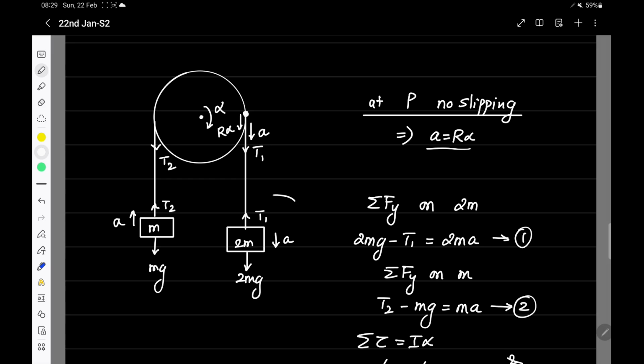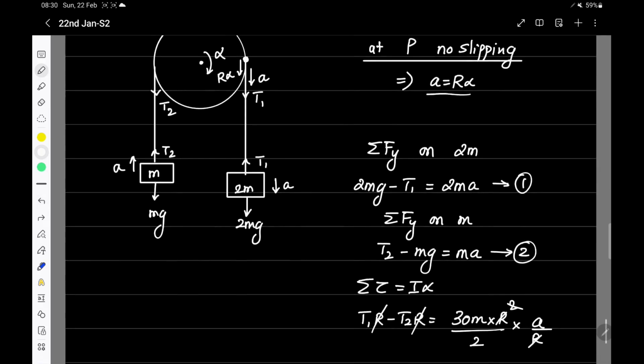Next, if we apply laws of motion in the y direction on the mass 2m, you'll get 2mg minus T1 is equal to 2ma. Similarly, if we apply laws of motion on the mass small m, it's moving upwards, so T2 minus mg is equal to ma.